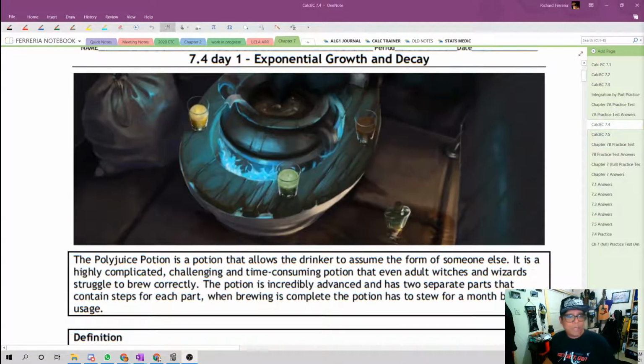Polyjuice potion is a potion that allows a drinker to assume the form of someone else. It is a highly complicated, challenging, and time-consuming potion that even adult witches and wizards struggle to brew correctly. The potion is incredibly advanced and has two separate parts that contain steps for each part. When brewing is complete, the potion has to stew for a month before usage. Now that's more about Polyjuice than I probably ever wanted to know.